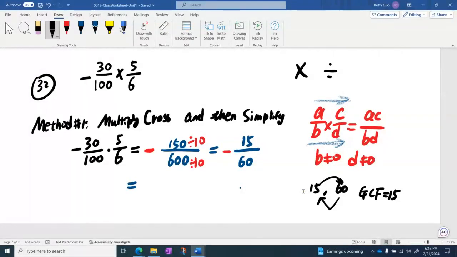So 15 and 60, the GCF is 15. So we are able to divide both the numerator and the denominator by 15.